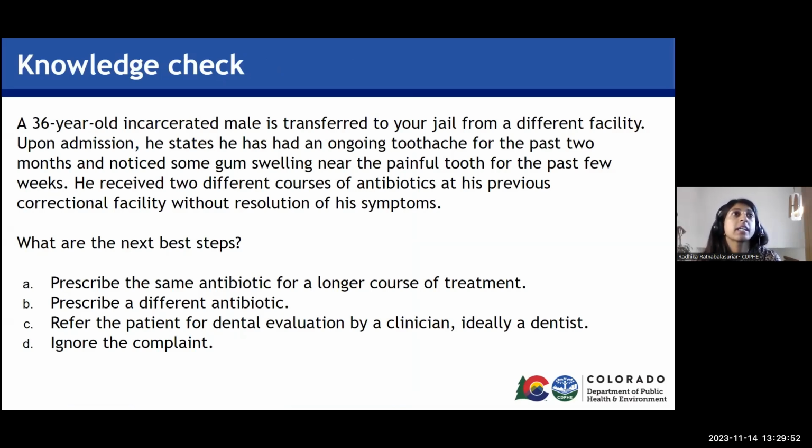So a knowledge check here: a 36-year-old incarcerated male is transferred to your jail from a different facility. Upon admission, he states that he has had an ongoing toothache for the past 2 months and has noticed some gum swelling near the painful tooth for the past few weeks. He received 2 different courses of antibiotics at his previous correctional facility without resolution of his symptoms. So what would be the next best steps?